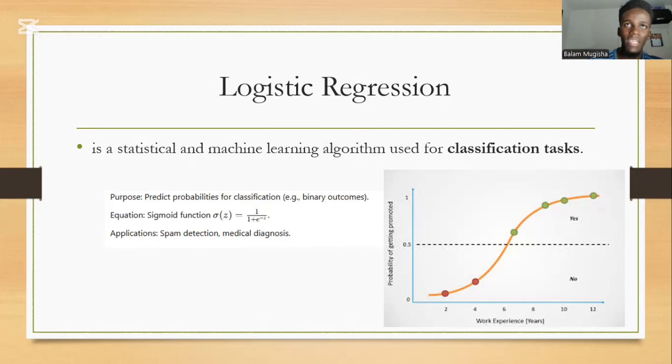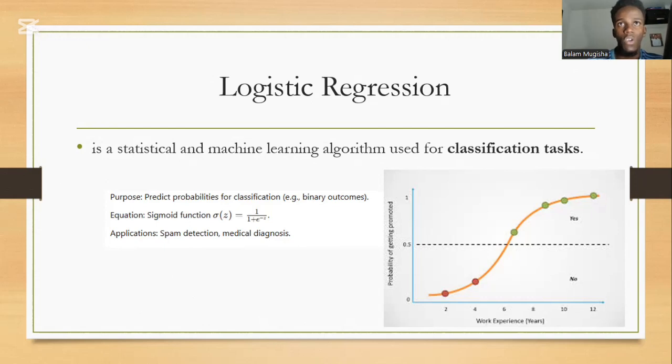So it basically helps us in binary classification, where we have two outcomes. Imagine you're predicting maybe fruits, and it being binary, you're either predicting maybe an apple or an orange.